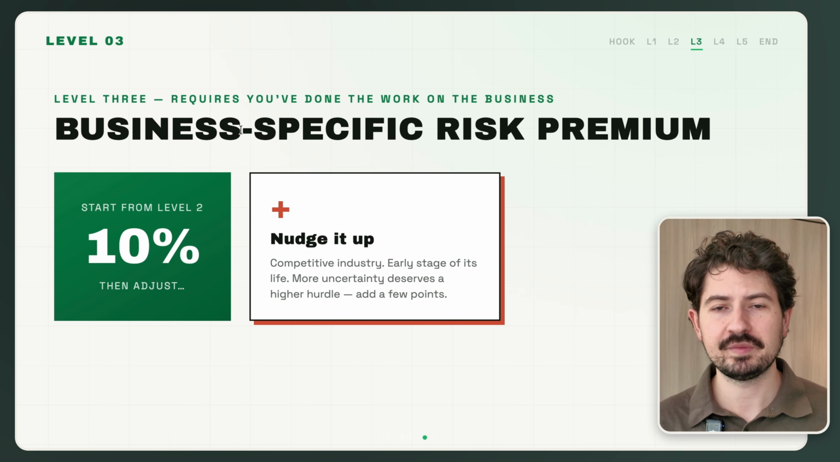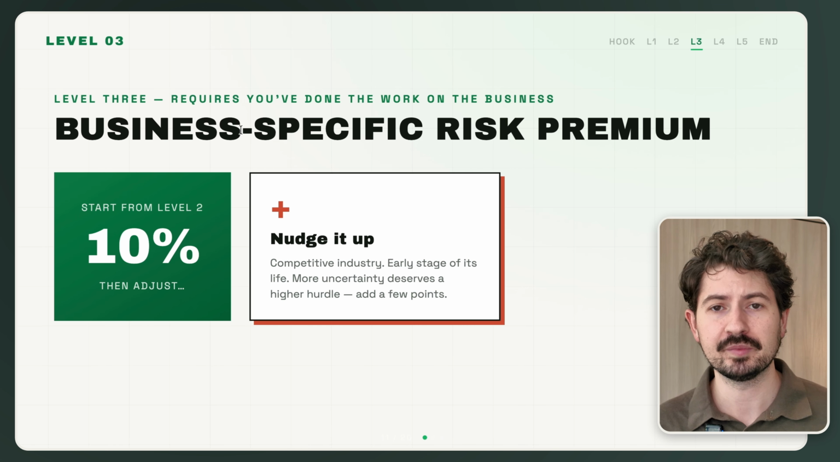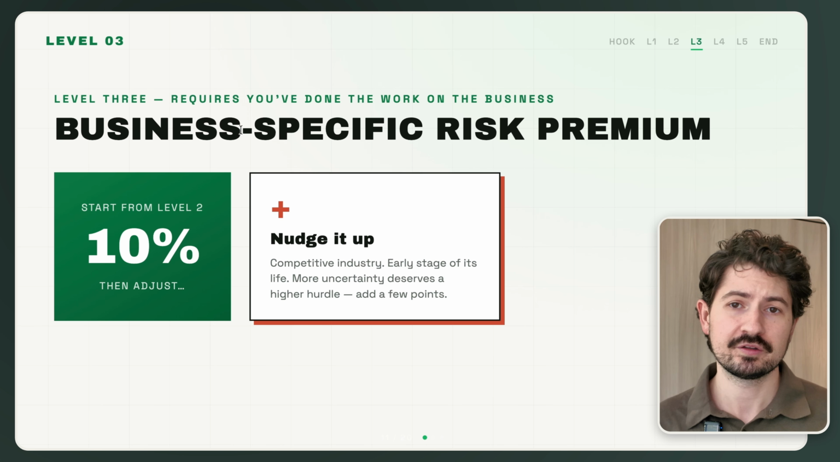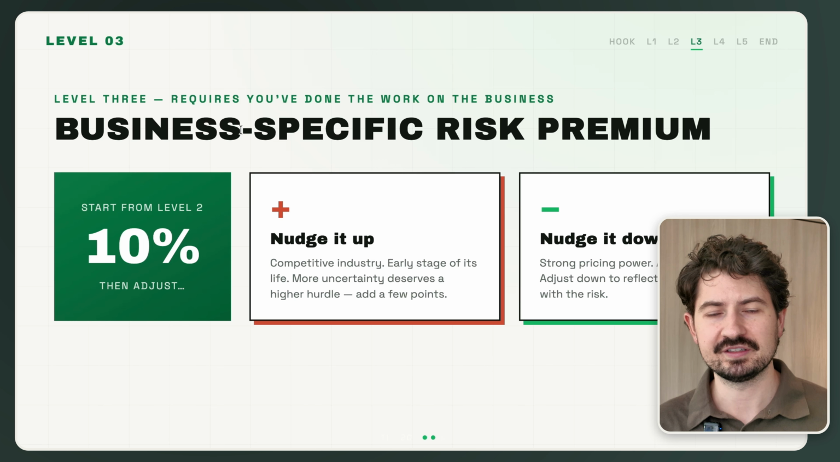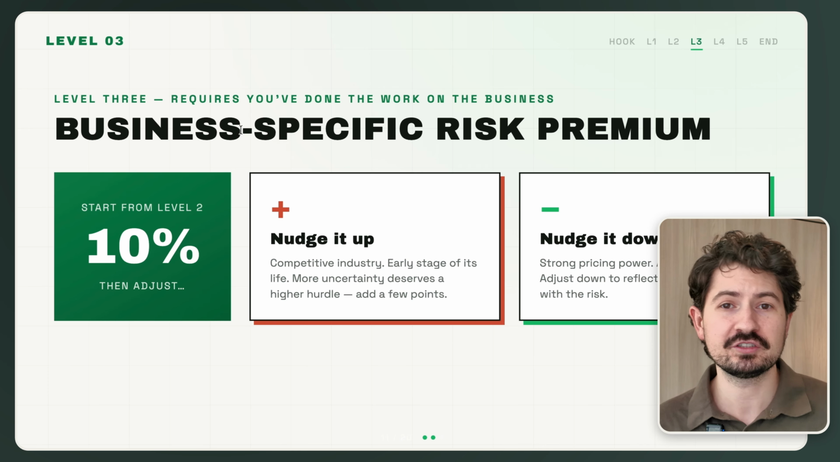So at a high level, maybe the business is in a very competitive industry with not a lot of differentiated products, or it's in the early stage of life. You might nudge that discount rate up a little bit. You might even go beyond that 12% if that's your starting point. You might go up to 13 or 14%. But if it's an established business, it has strong pricing power, it's a global brand, or it has a strong balance sheet, you might nudge it down a little bit because it's less likely that you're going to lose any money on that specific investment.